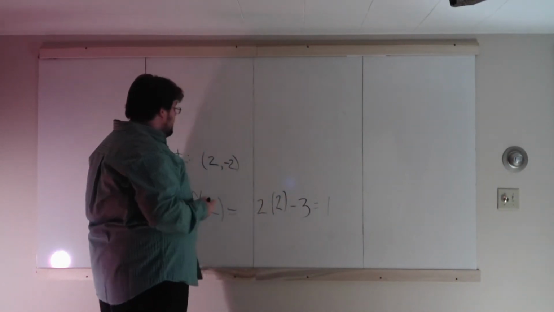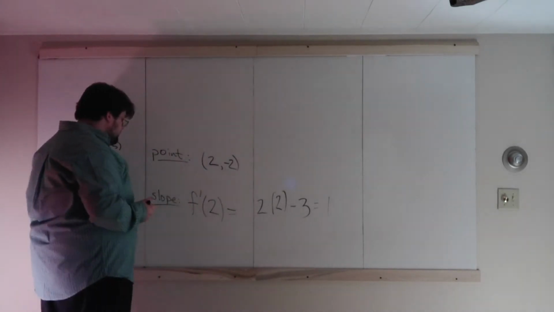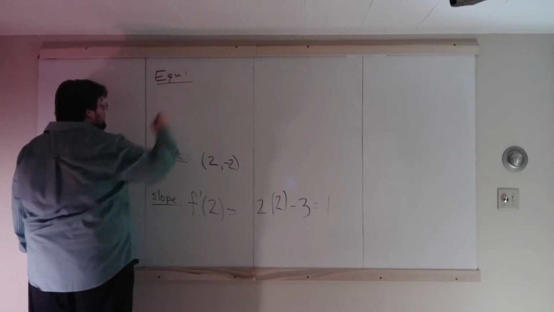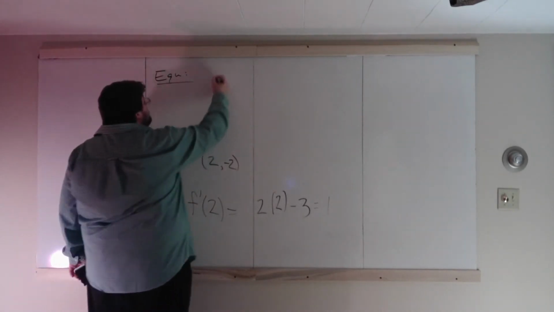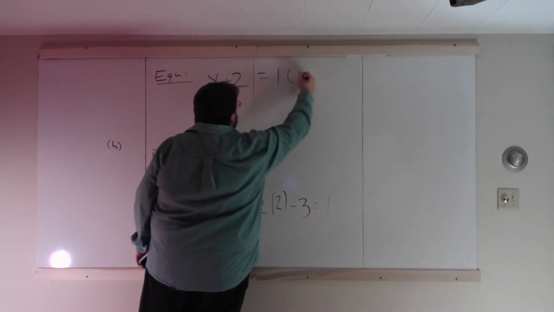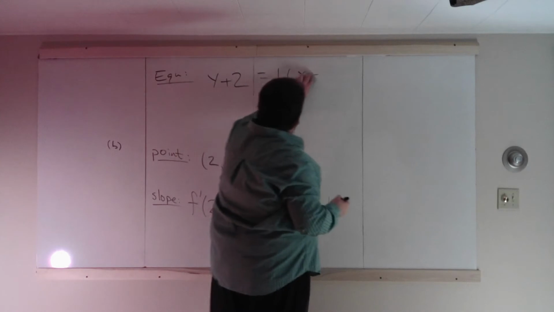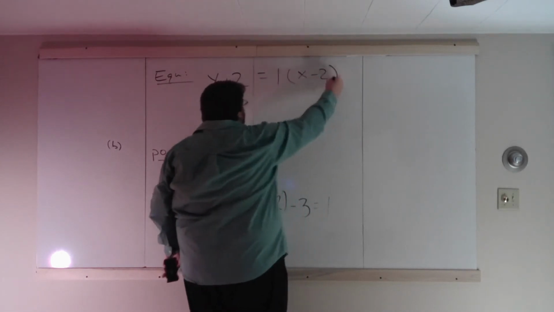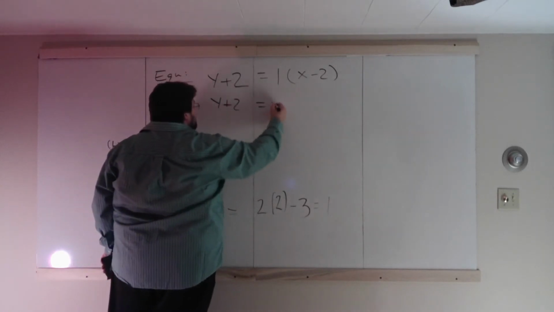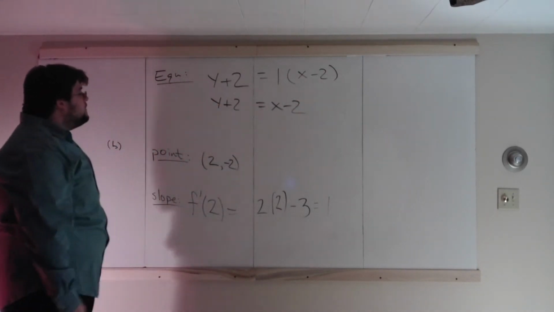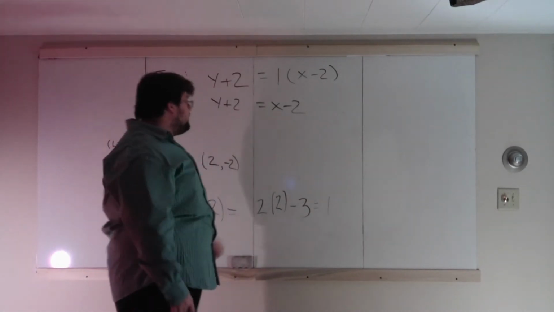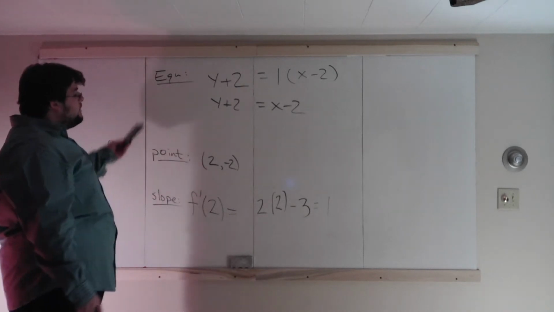So for an equation, I'm going to write this above. For the line tangent, we'll use point slope form. Y minus the y value, so y plus 2 equals 1 times x minus 2. You could leave it like that. I'm just going to get rid of the 1 because I think that looks bad. So y plus 2 equals x minus 2. You could solve that for slope-intercept form if you want, but you don't have to. You could have left it in that first form if you wanted.